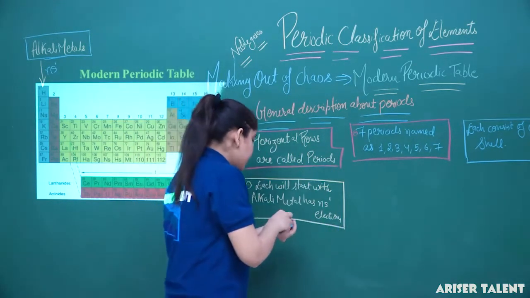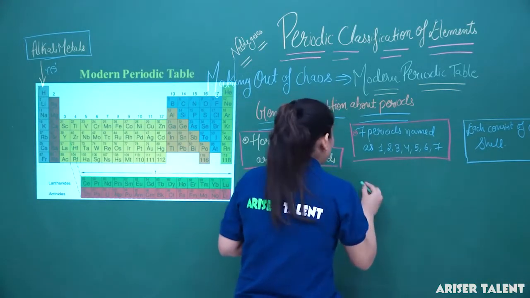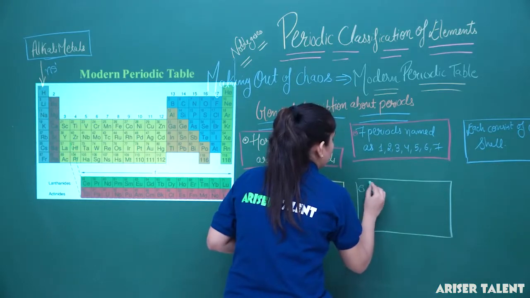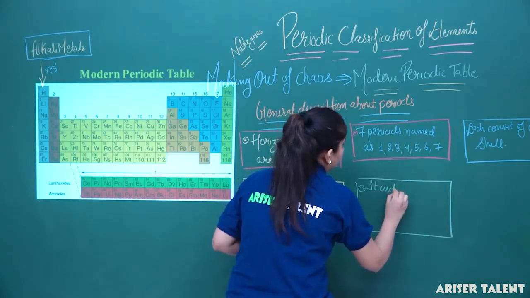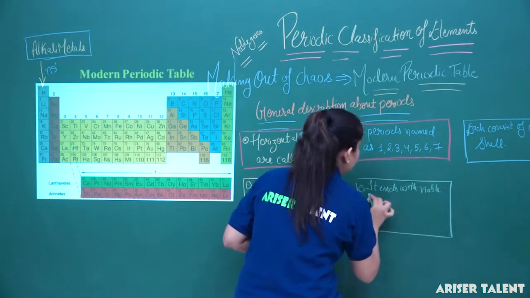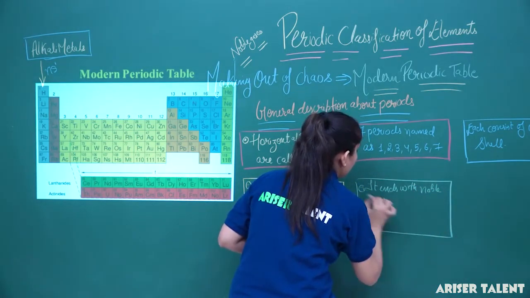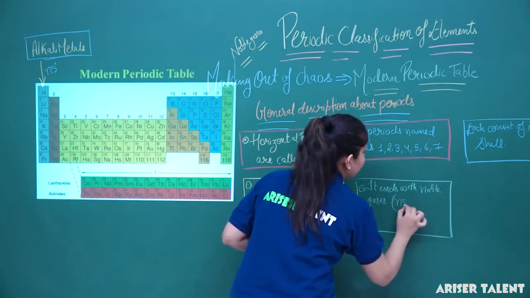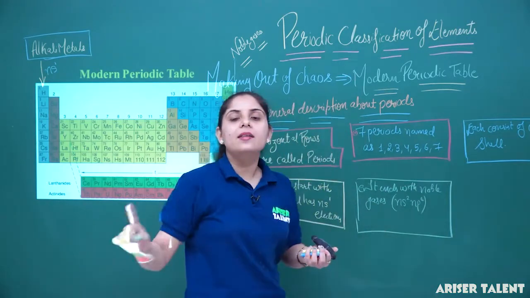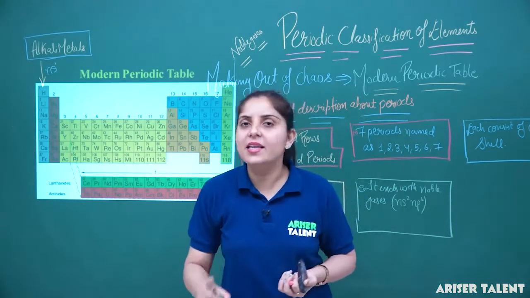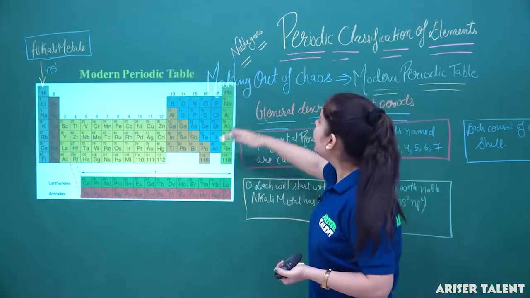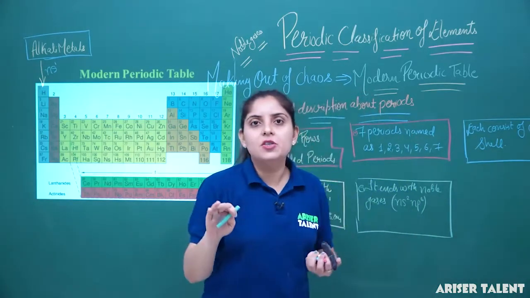So we can say that starting with alkali metals, it ends with noble gases, and the noble gases have a general configuration ns2np6. But you can note here there is one exception, that is helium. Helium has an electronic configuration ns2. So helium will not be counted in the category of ns2np6.